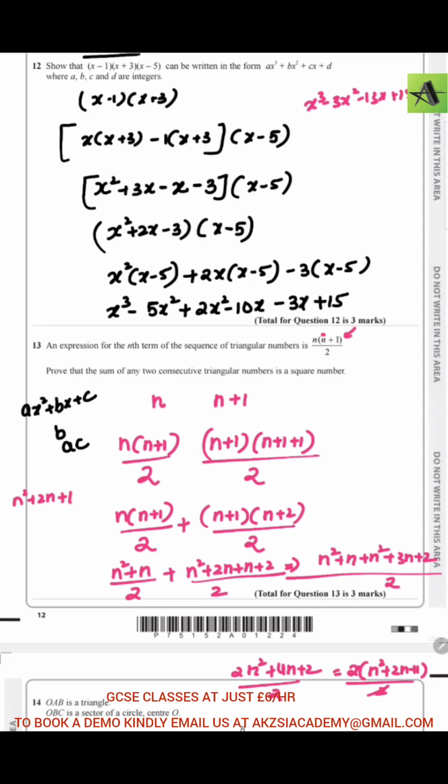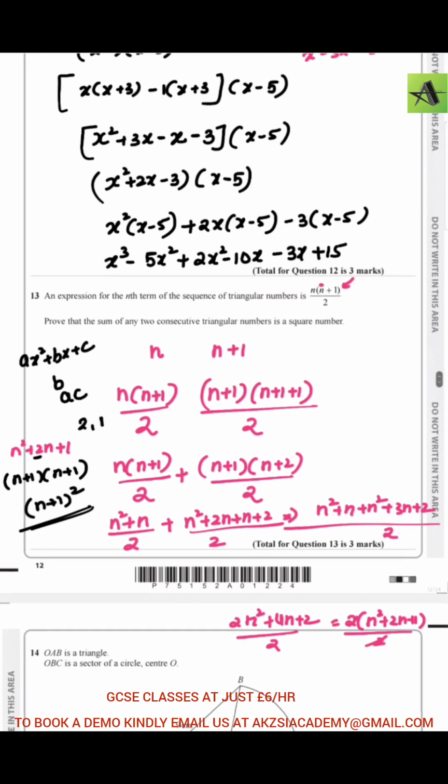Here, I have to find two numbers. Their sum should be equal to 2 and product should be equal to 1. And the two numbers are 1 and 1. So this can be factorized as n plus 1 times n plus 1, which is n plus 1 whole squared. So when I add them up, it will give me n plus 1 whole squared. That means this is a square number. So yes, we have proved that the sum of any two consecutive triangular numbers is always a square number.